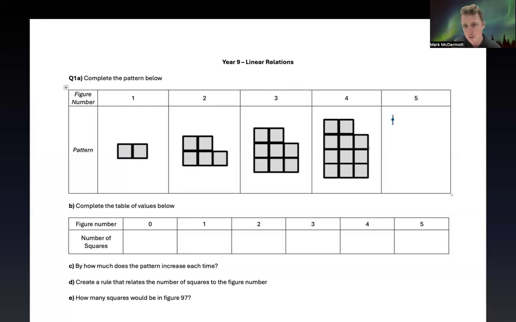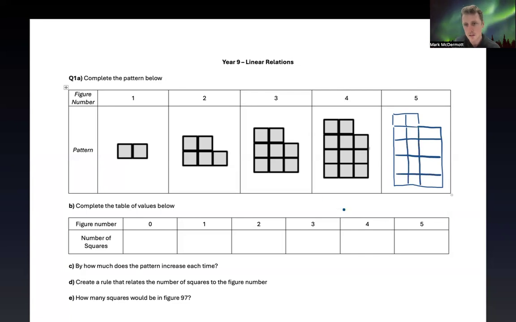So my 2 squares will be up there. And then it needs to go down. And there was 3 here, so it could be 4 in the next one. And it's going to go like that, and then like that. So that's the next pattern in the sequence.